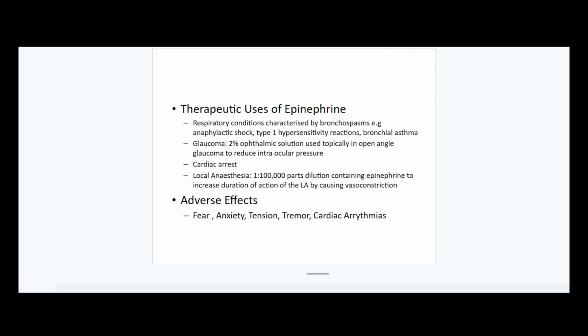We also give it in case of glaucoma to reduce intraocular pressure because epinephrine causes mydriasis, that's dilation of the pupil. We also use it for cardiac arrest and for local anesthesia in some cases. Some of the adverse effects include fear, tremor, tension, and cardiac arrhythmias.